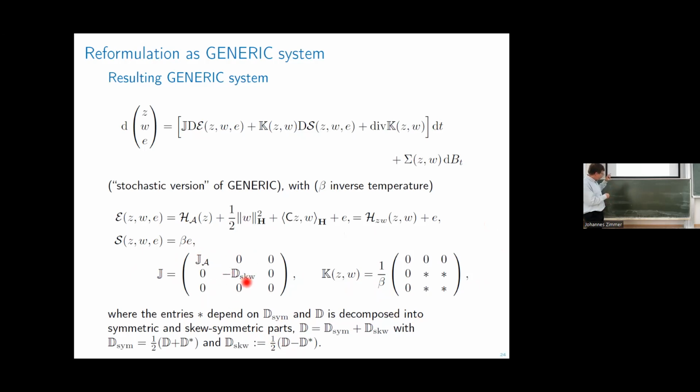From the projection D, it has the skew-symmetric part. So if D is not symmetric, it has a skew-symmetric part. The skew-symmetric parts define the conservative evolution. And K is messier here. The point is that in K, the symmetric part enters. So the symmetric part of D enters here, and the skew-symmetric part enters in J.